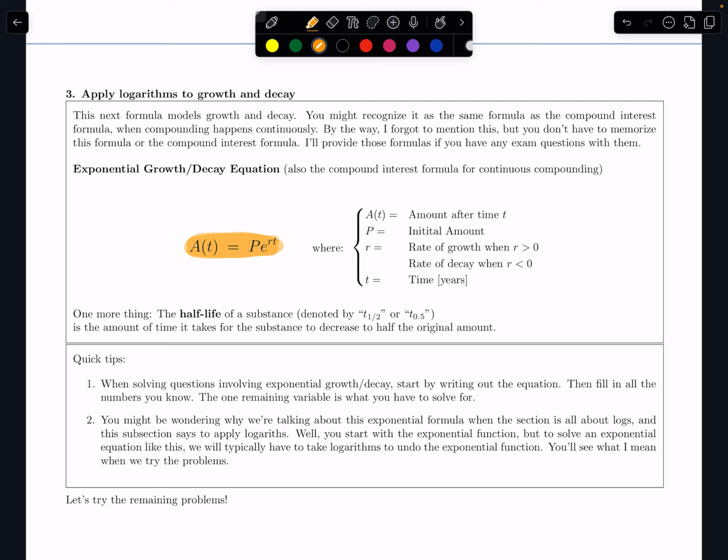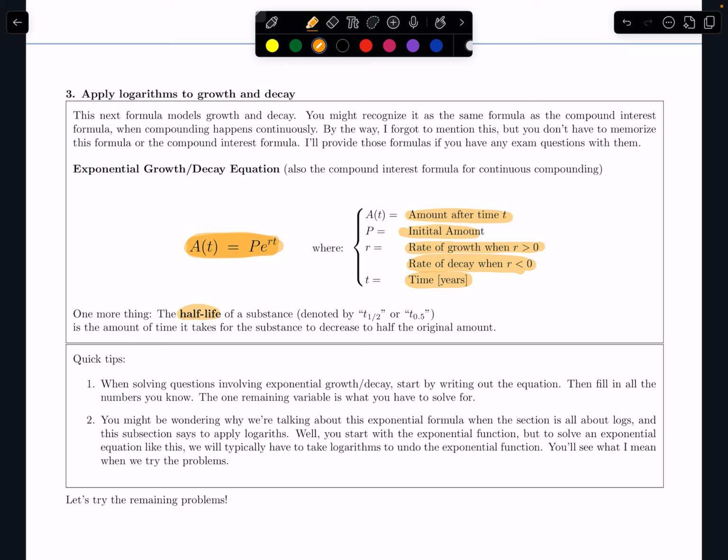Okay, in this formula, A of t, or sometimes we just write A, that's the amount after time t. P is the initial amount. Sometimes it's denoted P sub 0, but we're using P. And then R is the rate. If R is bigger than 0, that's a growth rate, and if R is less than 0, it's a decay rate. t is time in years. It says in years, but it's not always years. So yeah, t is just time.